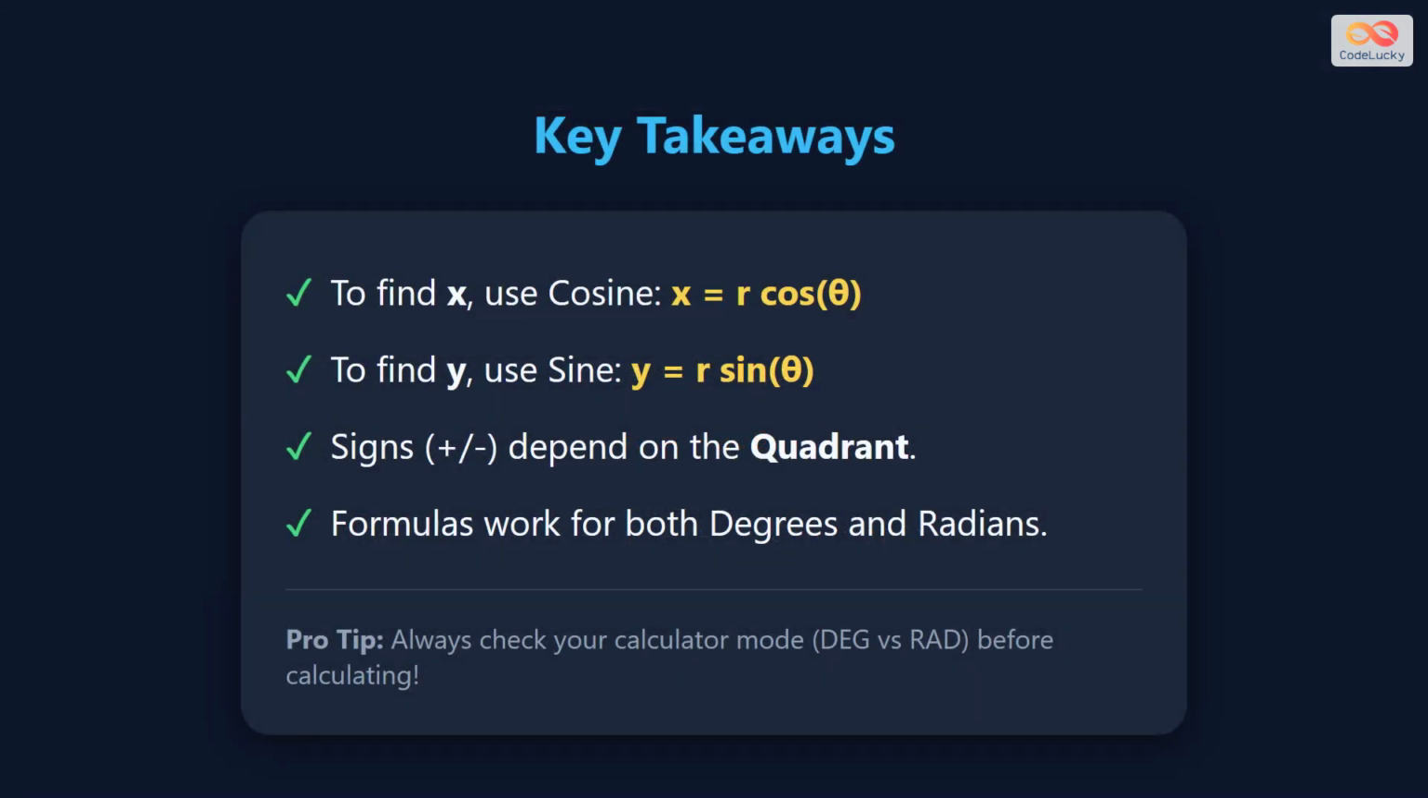To wrap up, just remember, x goes with cosine and y goes with sine. Also, always pay attention to which quadrant your angle is in, as this determines whether your coordinates should be positive or negative. And finally, make sure your calculator is set to the correct mode, whether that is degrees or radians, before you type in your values.